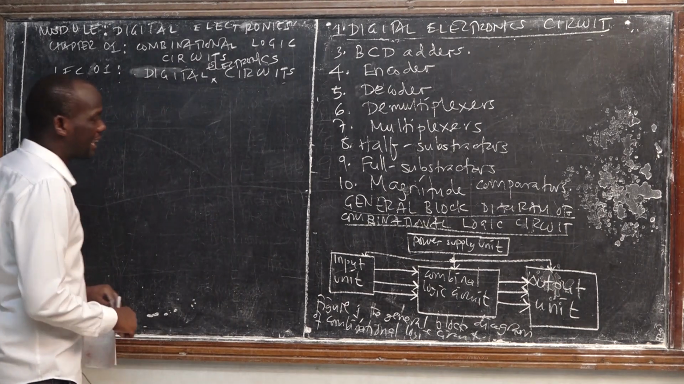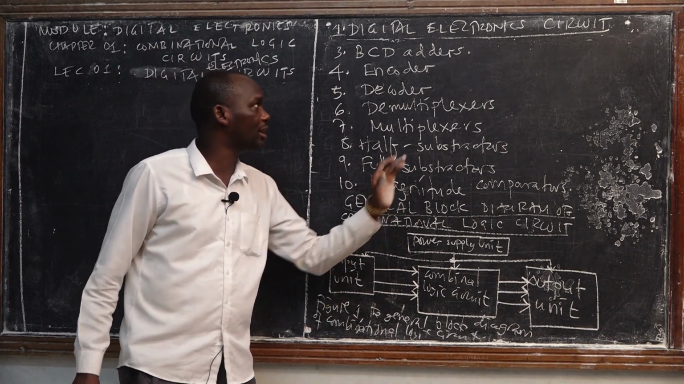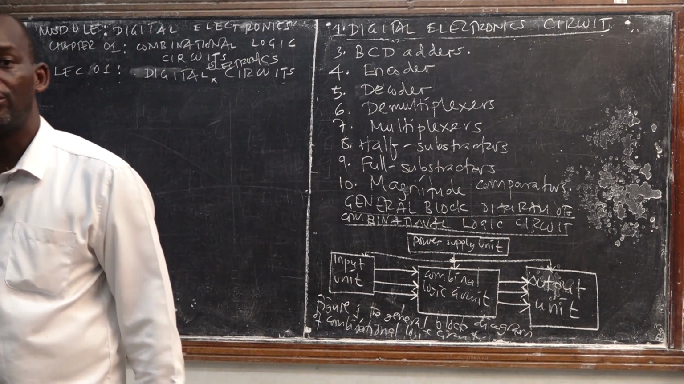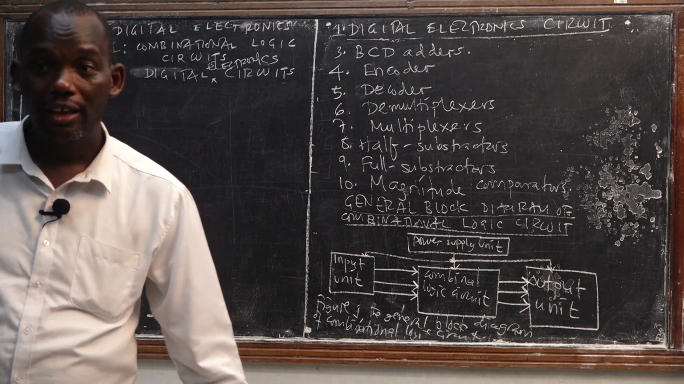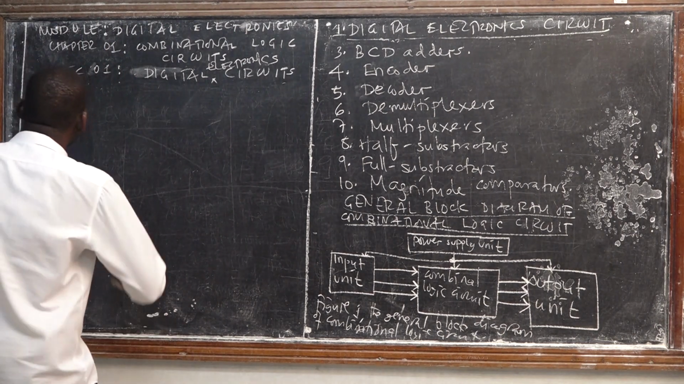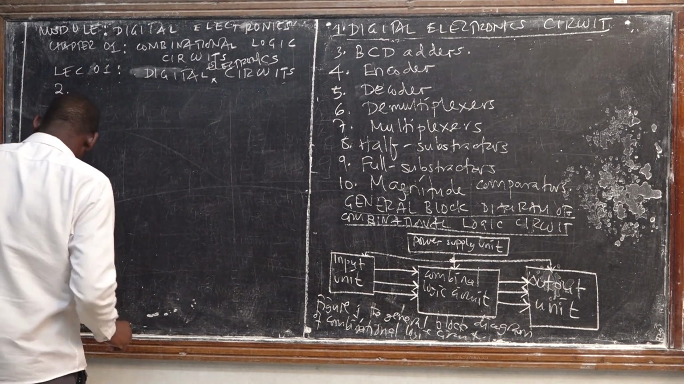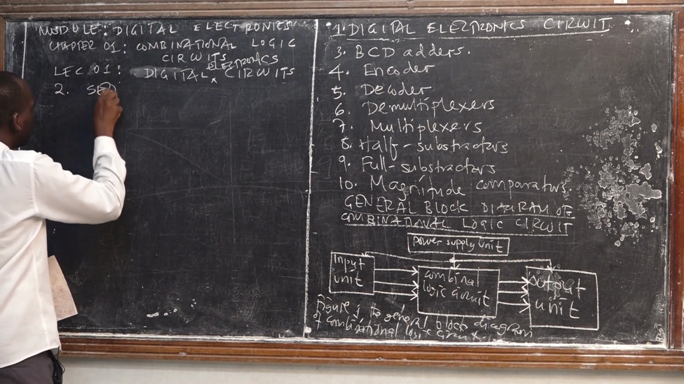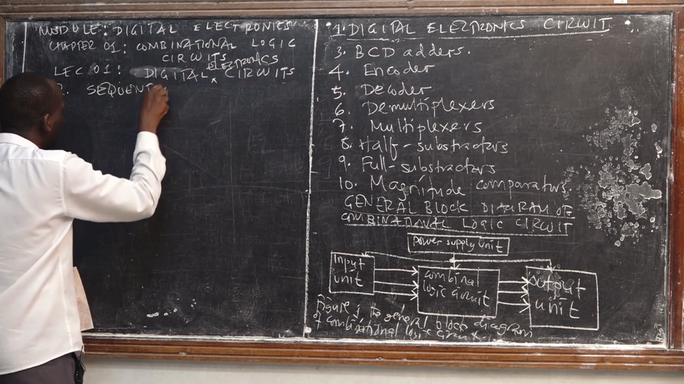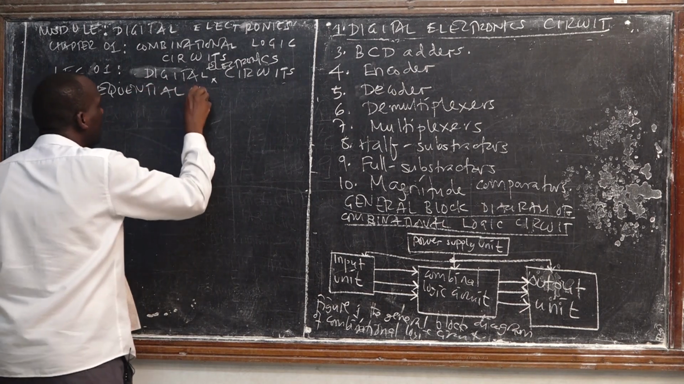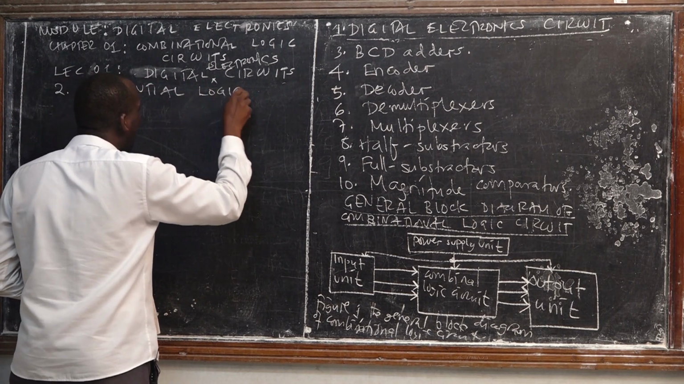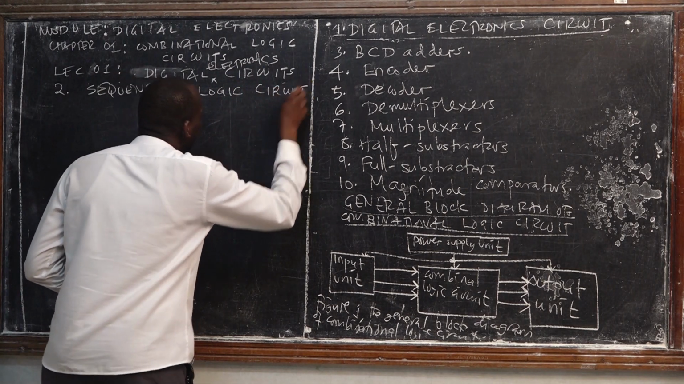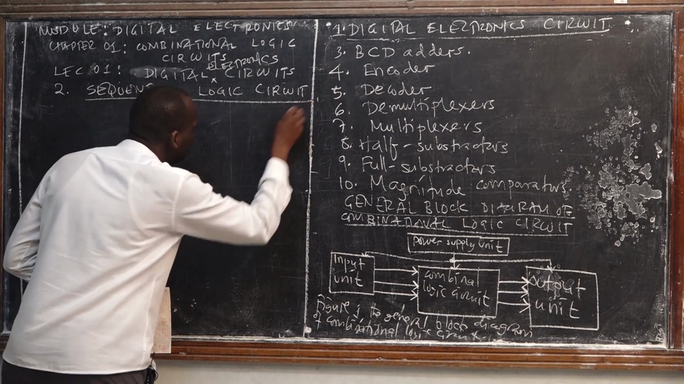Good. So that is all about the introduction to combinational logic circuits. Do you have any questions? Is it clear? The second type of logic circuit is called what? Sequential. Say sequential logic circuit. Yeah, thank you very much.